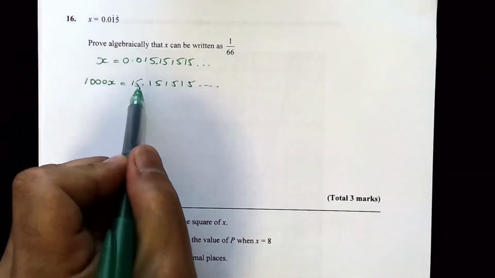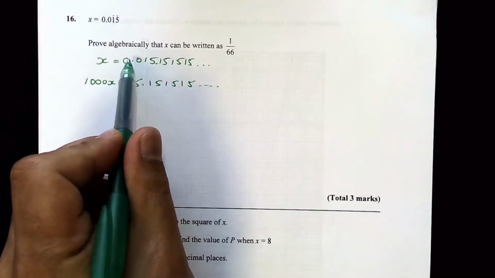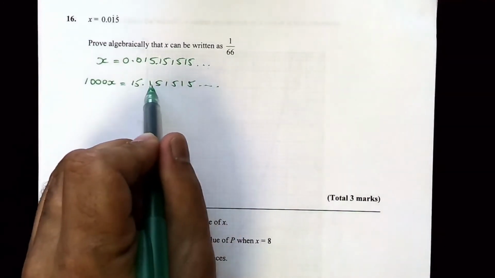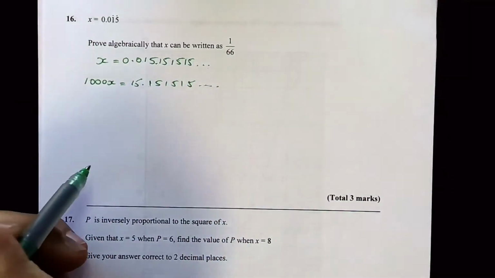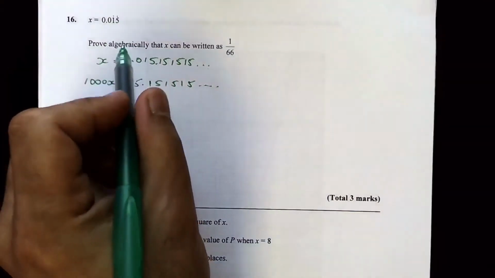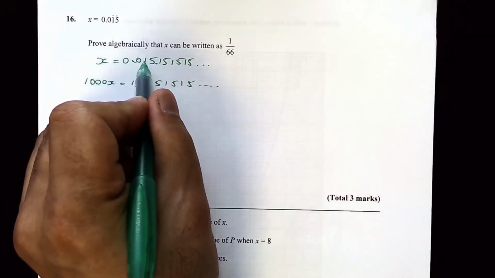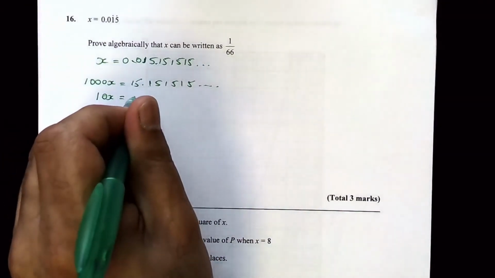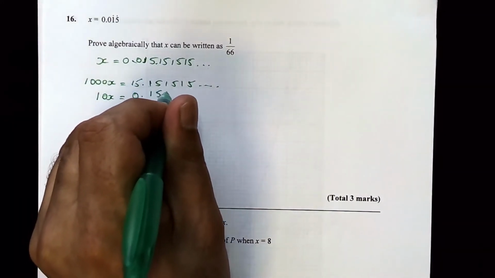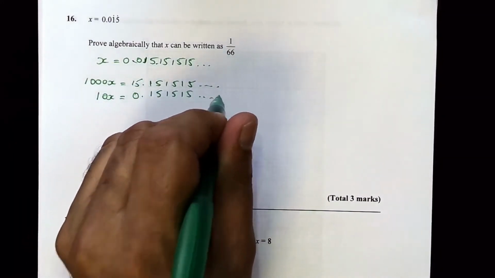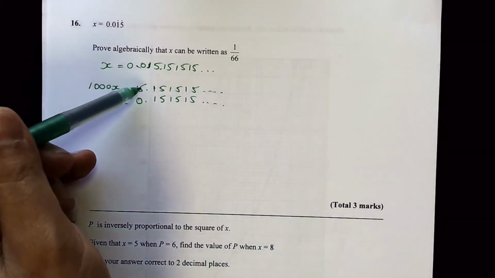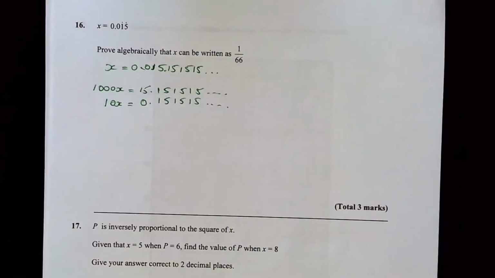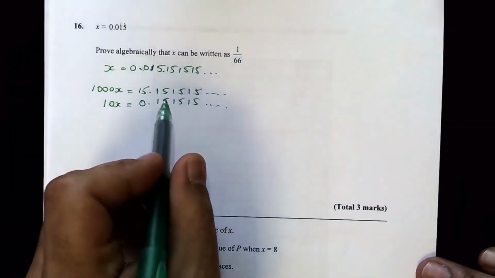And then again, if I start with the original, I want to multiply this so that the recurring part is the same, so that I've got the 1 as the first value after the decimal point. So if I multiply this original by 10, I will then get 10x is equal to 0.151515. And if you note, I've made sure that my numbers are lined up, so it makes it a lot easier for me to look at the recurring part.